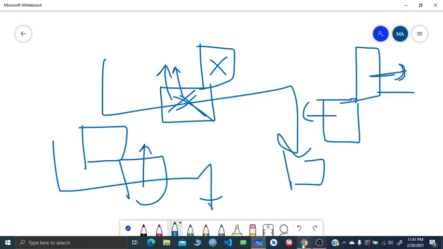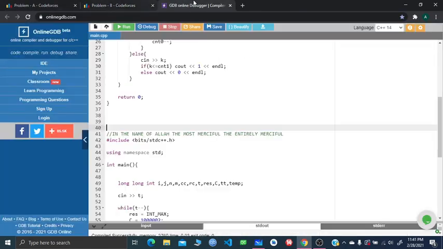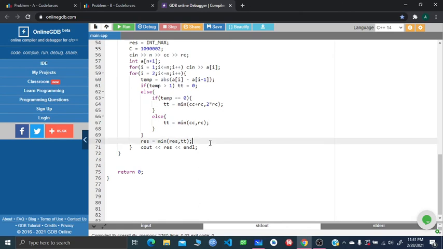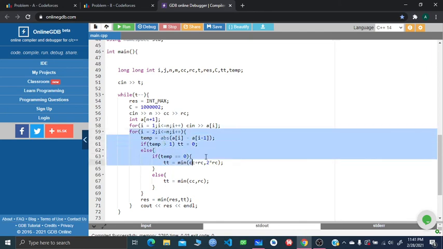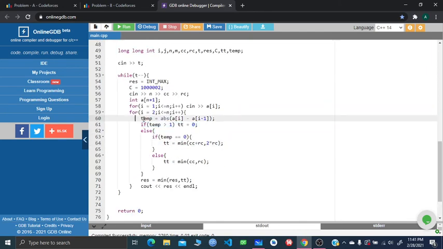Okay, so let's take it to the code part. So there you go. I'm taking N, and then CC and RC. This is the column coin, and this is the row coin. I'm taking the array and its values. This compares the difference between two consecutive blockage positions. If it's greater than or equal to 2, then the answer is 0.